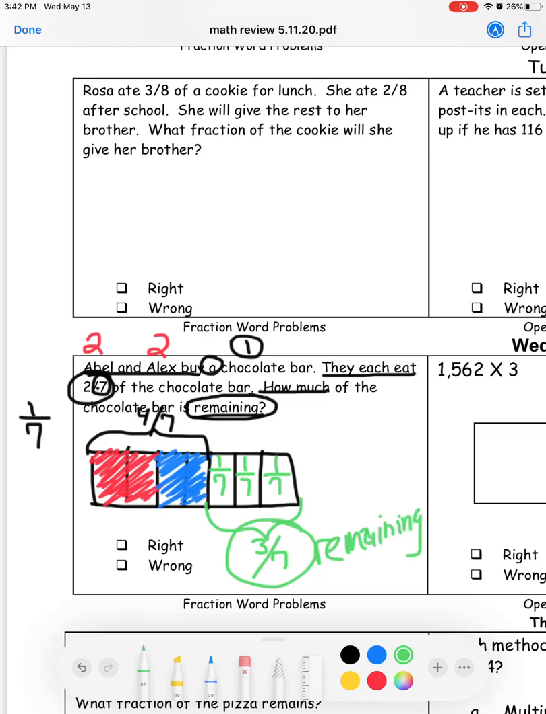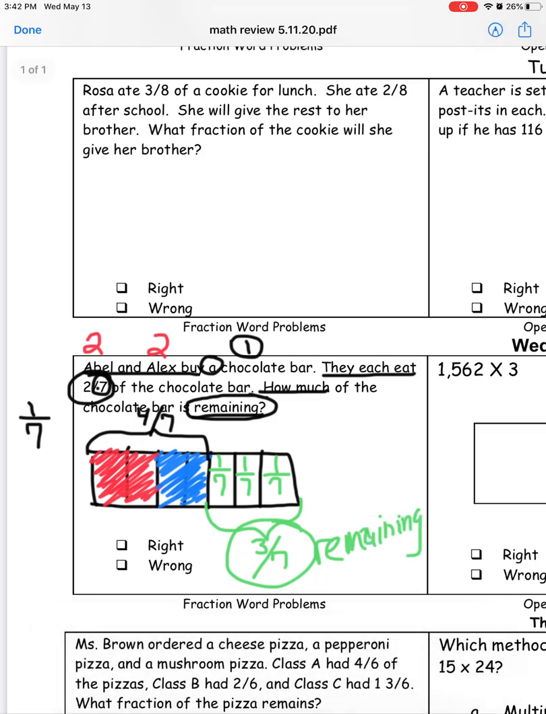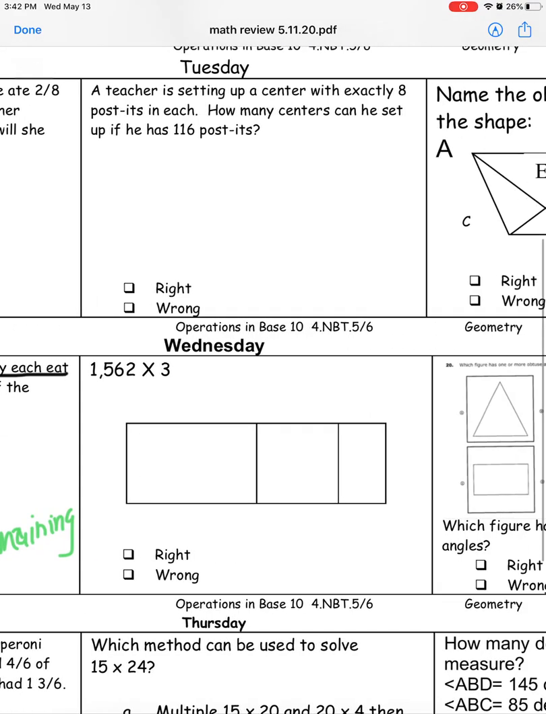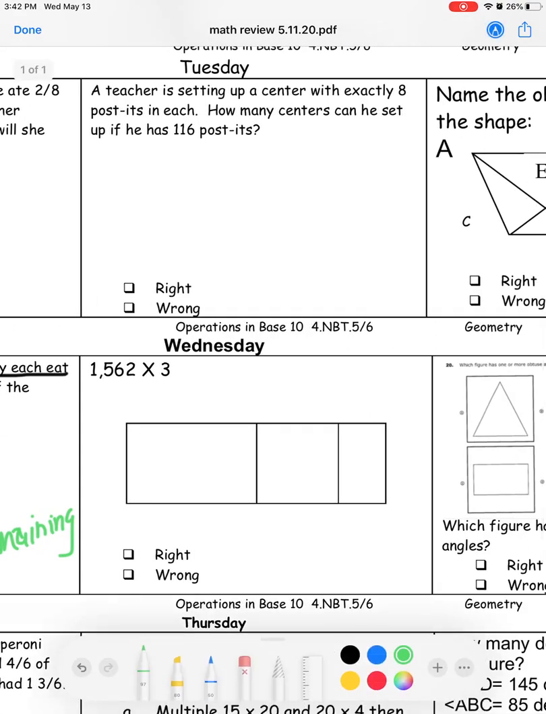All right, on to the next one. So now we've got an area model problem dealing with operations in base 10. This is a multiplication problem, and I know that we've mastered area model, so this shouldn't be difficult. How am I going to set this up? I'm going to set up my 3 as my multiplier because I know there's only one place value, so that belongs here on the left.